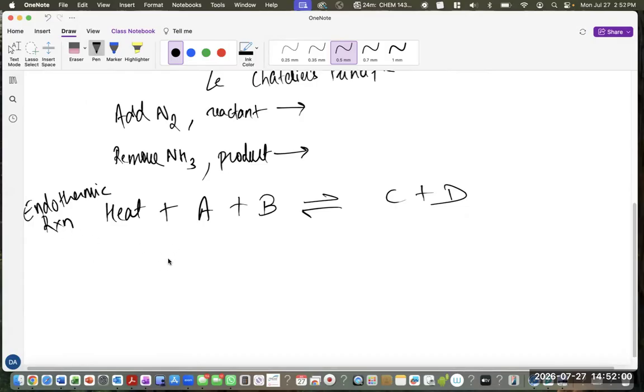In this case, if you were to add more heat, then it's like saying you're adding more reactant. And remember, if you add more reactant, then Le Chatelier's principle suggests that the reaction wants to get rid of the heat, so the reaction will now shift to the right. So if you want to make more C and D and it's an endothermic reaction, then adding heat is a good idea because that will shift the reaction to the right.